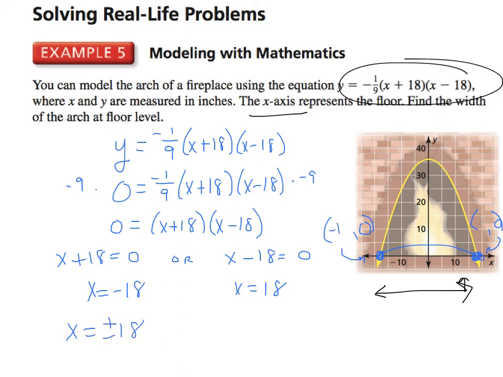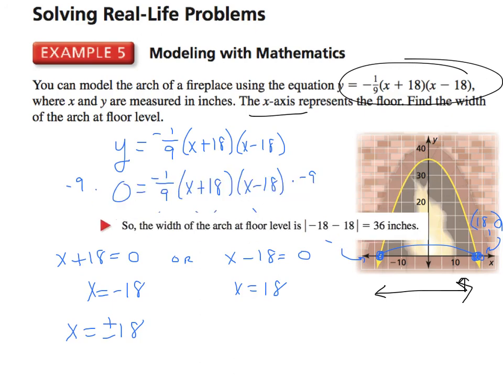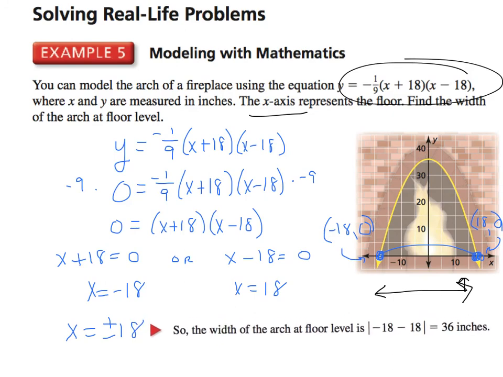That means your values are both plus and minus 18. I go 18 to the right to get my first ordered pair 18, 0, and 18 to the left to get negative 18, 0. So the distance between negative 18 and 18, the difference would be subtracting them, negative 18 minus 18.